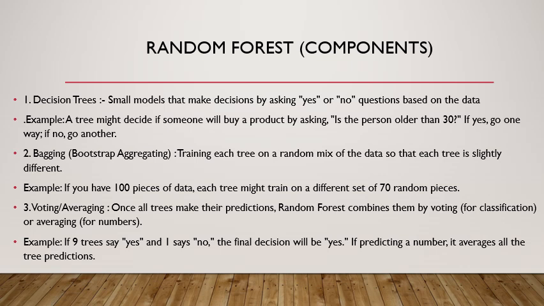Okay, next example: if 9 trees say yes and one says no, the final decision will be yes. If predicting a number, it averages all the trees' predictions. Okay, it follows the majority pattern. If the majority of the decision trees say yes, then it follows that prediction. If the majority of decision trees say no, then it follows no. Okay, this is about components.